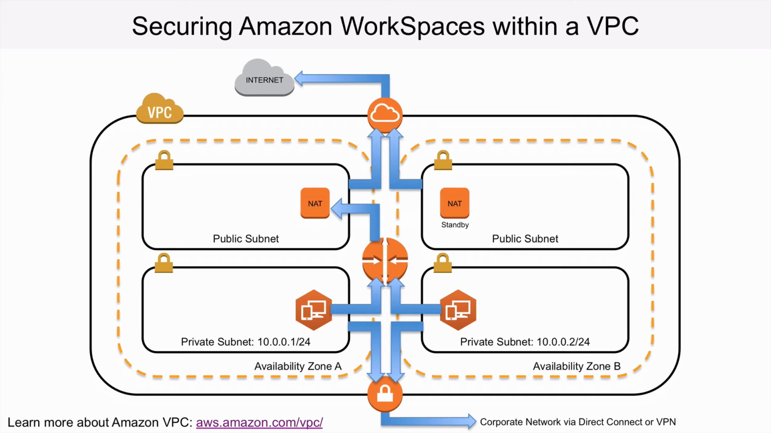And then the private subnets that host the workspaces have a routing table that enables them to access the internet via the NAT instances that have been created in those 2 public subnets, but also enables them to access resources that might be located back on a corporate network via either a direct connect or VPN connection. This is a very common deployment model for workspaces, where customers don't want to build them in isolation.